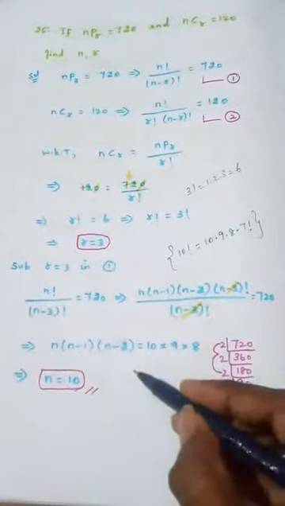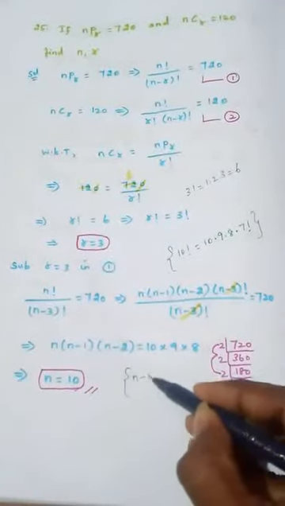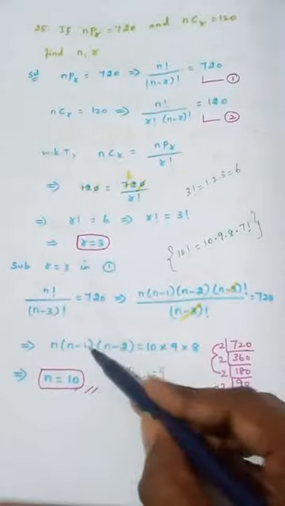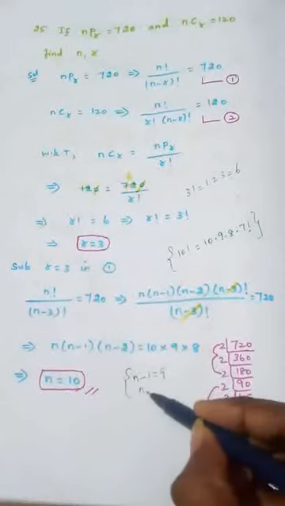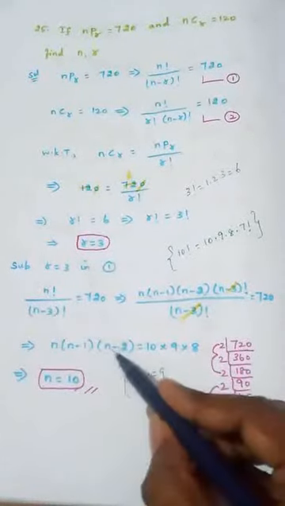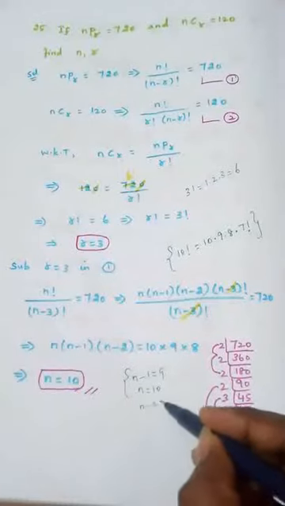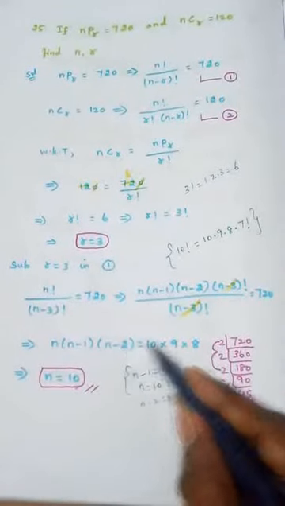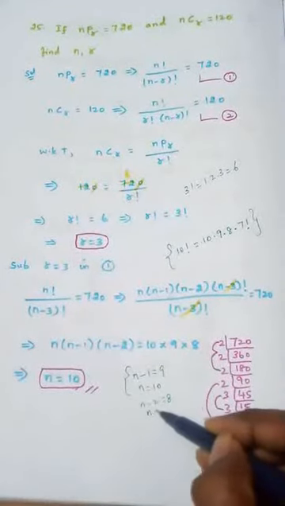Even I can say like this: n minus 1 is equal to 9. From that I am going to get n is equal to 10. Even I can say n minus 2 is equal to 8. Again I am going to get n is equal to 10.